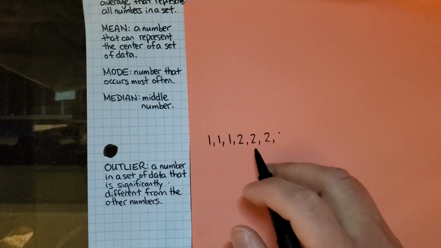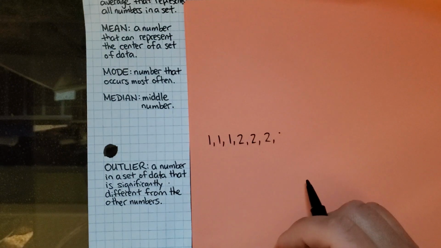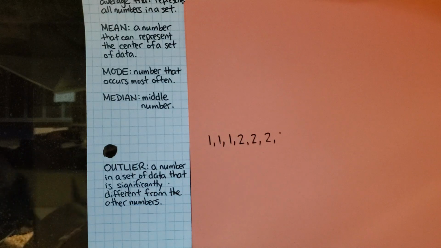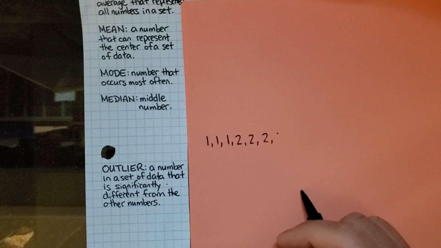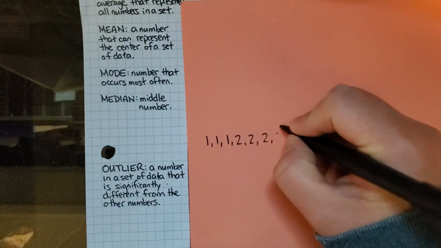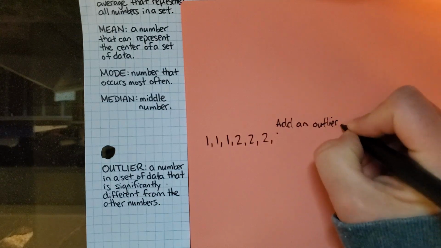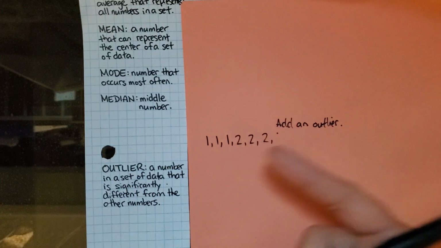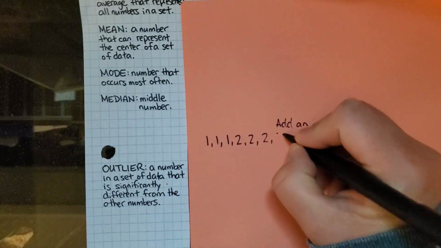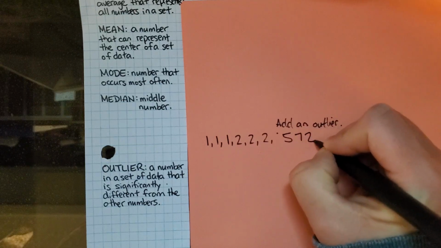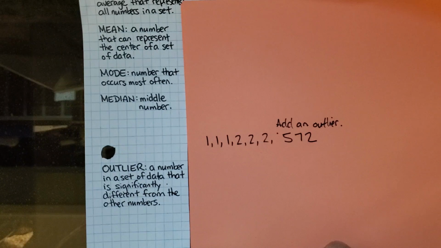So now let's take this set of data. They're pretty the same. I wouldn't say there's any outliers there. There's just 1s and 2s. No outlier. Nothing that stands out. So what if I said add an outlier? What number could be significantly different than 1s and 2s? Significantly, let's add something crazy. Let's add in 572. Significantly different, right?